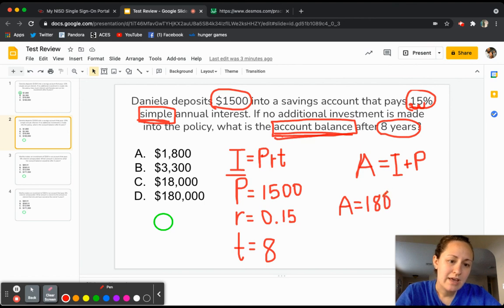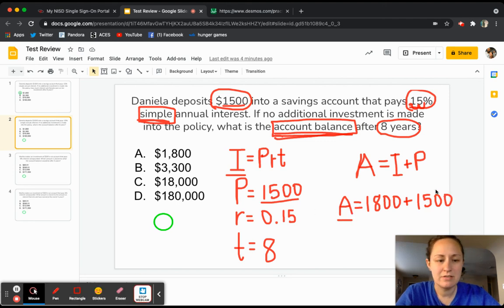And we want to figure out what our total account balance is. So we have to add our interest to how much money we started with. So we're going to add that to our principal. Our principal was $1,500. So now I have 1,800 plus 1,500. And that's going to give us our total account balance.